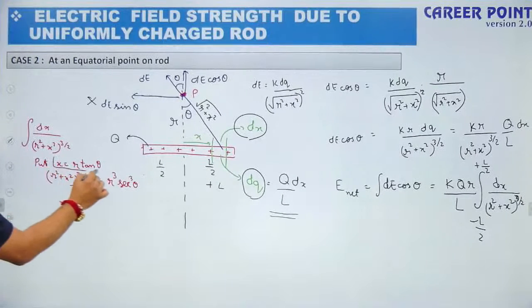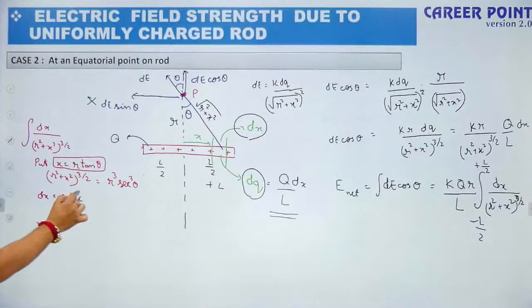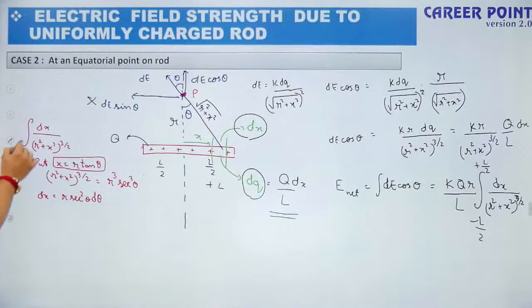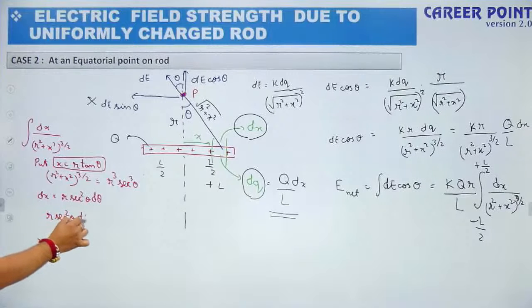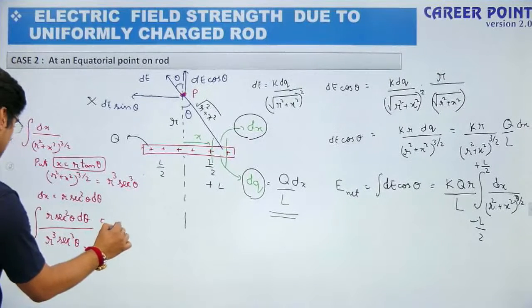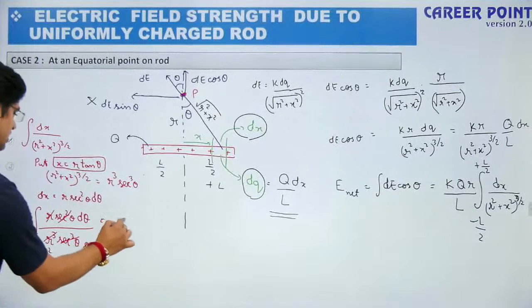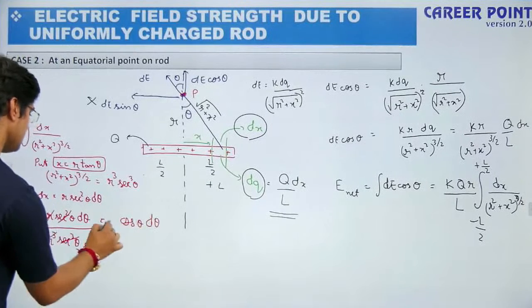And if x is r tan theta, I can say dx will be given by r sec square theta d theta. So now this expression I am writing: integration of r sec square theta d theta divided by r cube sec cube theta. So this will become 1 by r square, and this sec square theta will cancel with sec cube theta, and this will become sec theta. So it will be actually cos theta d theta.